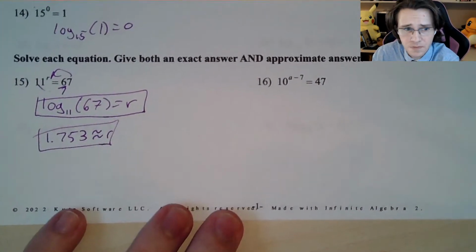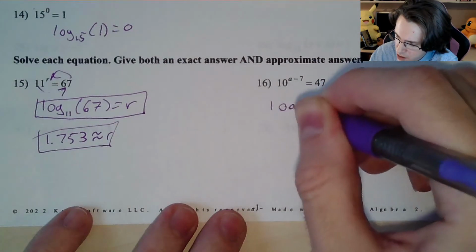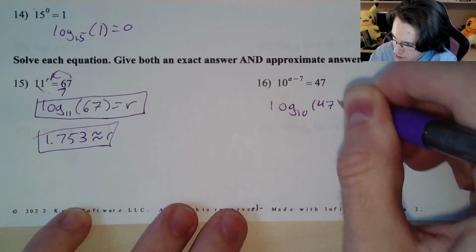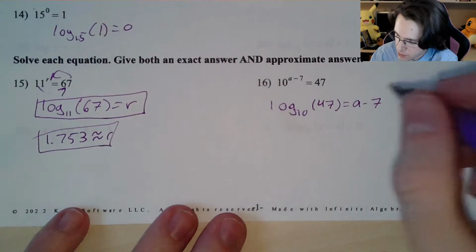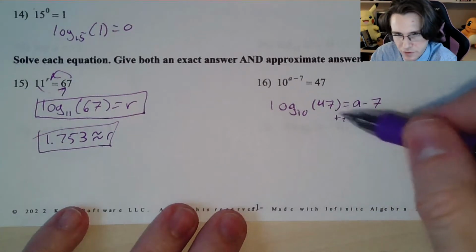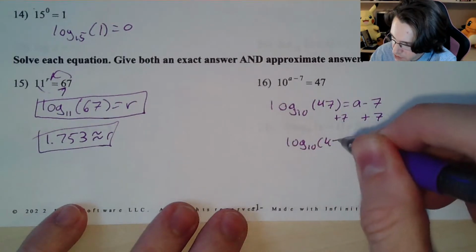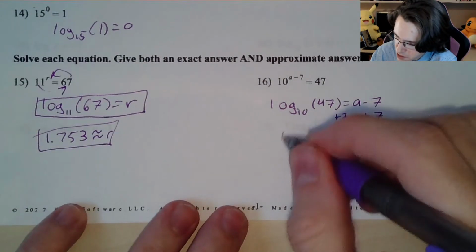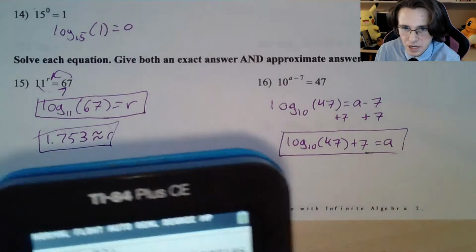Continuing on with number 16. Same idea. We have log base 10 of 47 is equal to a minus 7. And then an algebra type problem: we have to add 7 to both sides. Be very, very careful. You're adding 7 not to the 47, but to the side of it. So now we have log base 10 of 47 plus 7 is equal to a. And again, this is our exact answer. And now we have to type into our calculator for the approximate answer.